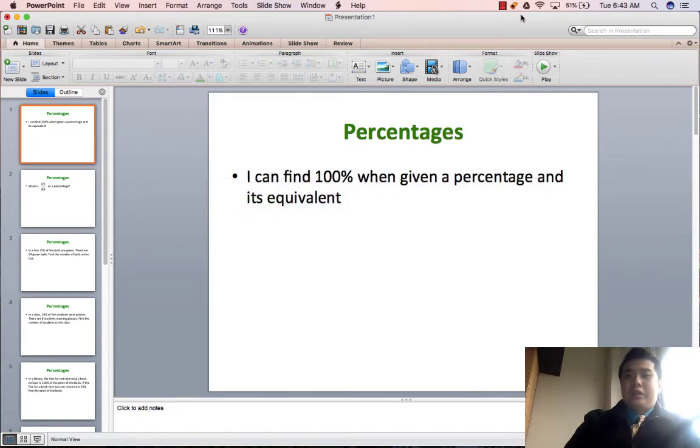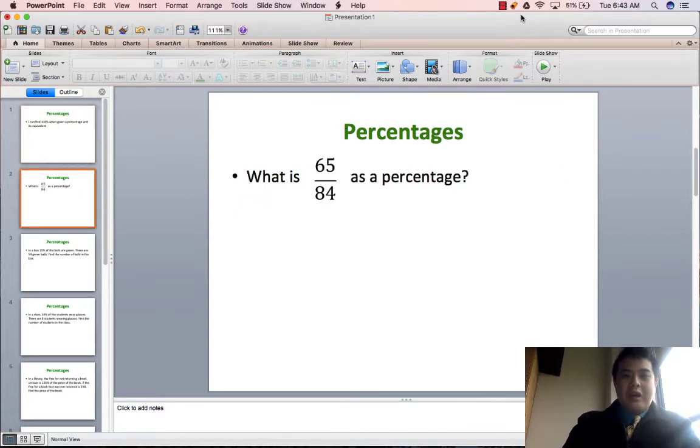Today's learning goal is I can find 100% when given a percentage and its equivalent. So let's get started. First, we're going to review what we've learned so far. This is an example of a question that we've done before. What is 65 over 84 as a percentage?